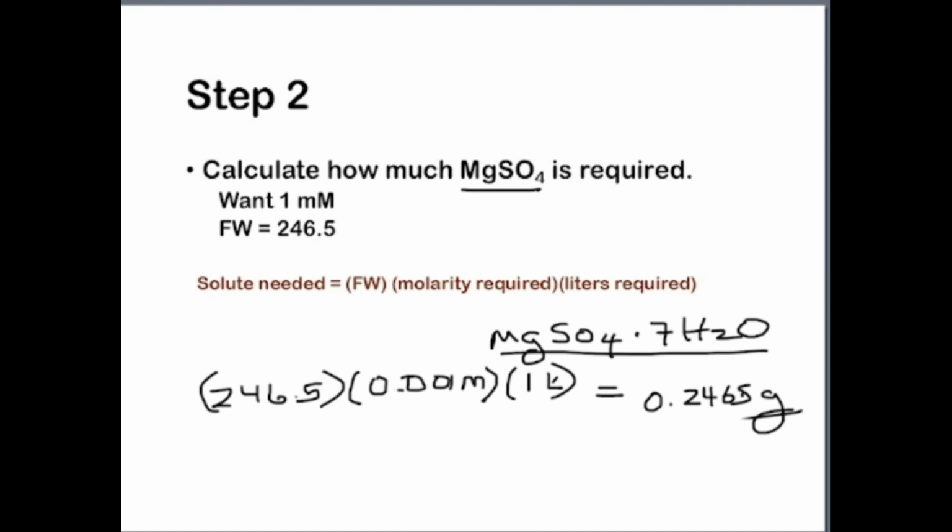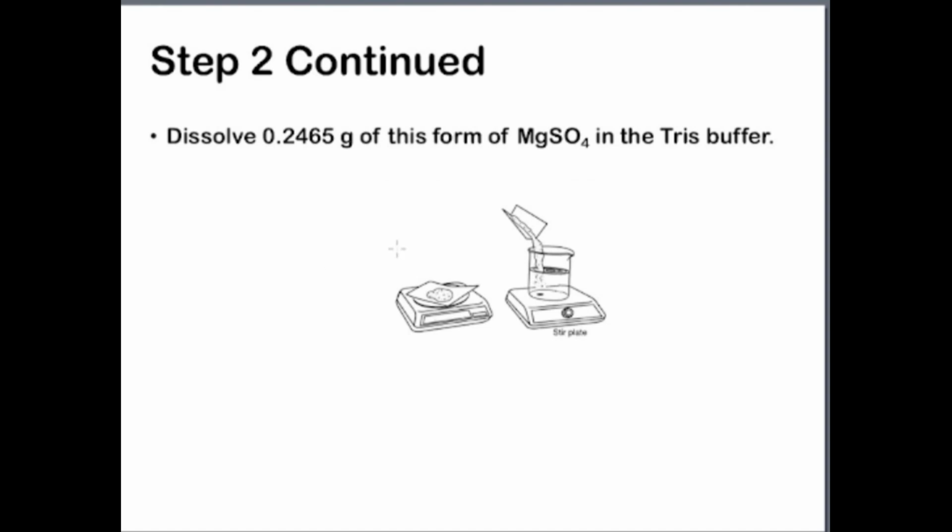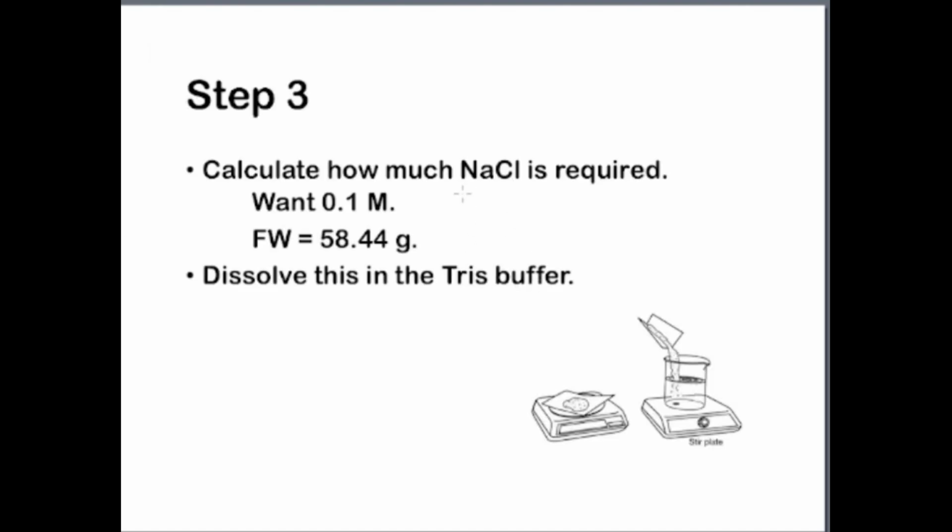And what do we do with it? Well, we take the magnesium sulfate, here's our magnesium sulfate, and we add it into the tris buffer. So the tris buffer is already sitting here. We add it in to the tris buffer.